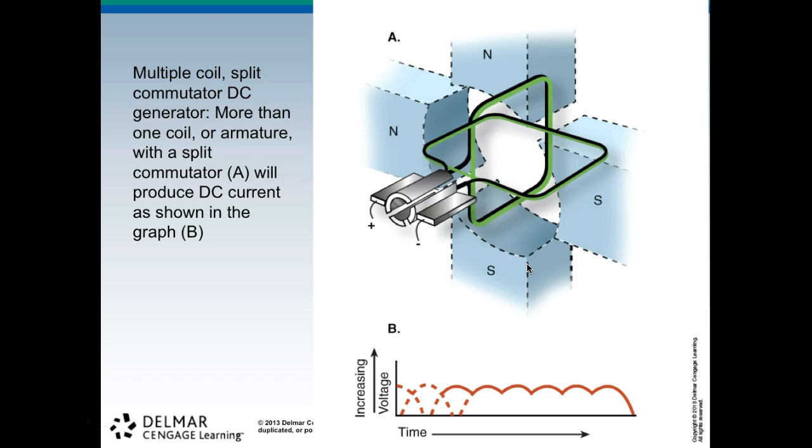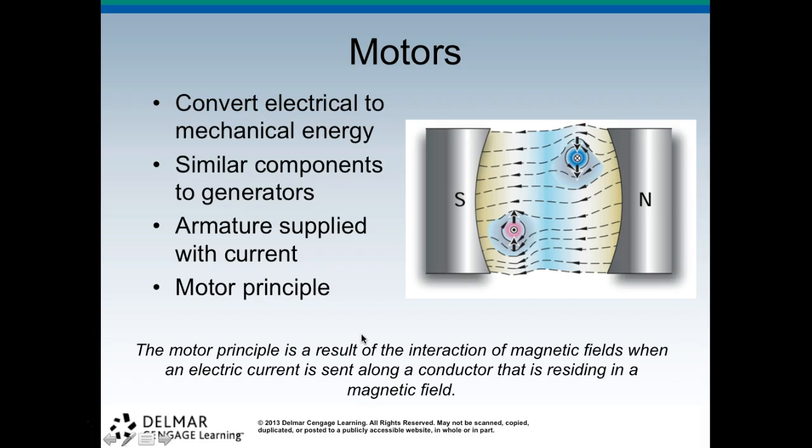A multi-coil split commutator DC generator has more than one coil or armature with a split commutator. You can see here we've got two, one right here and another one right here. This gives us just a ripple effect instead of big dips back down to 0. It keeps our voltage up higher, so this is a pulsed voltage, which is good.